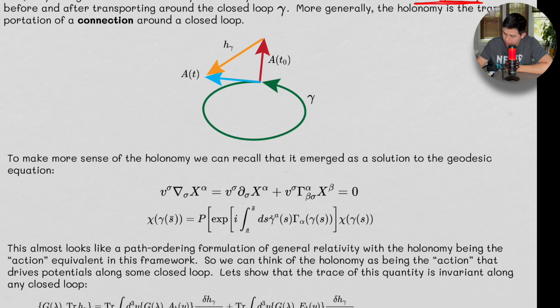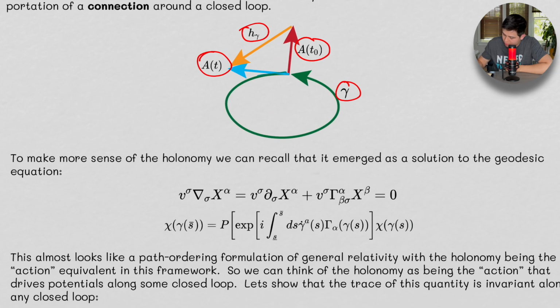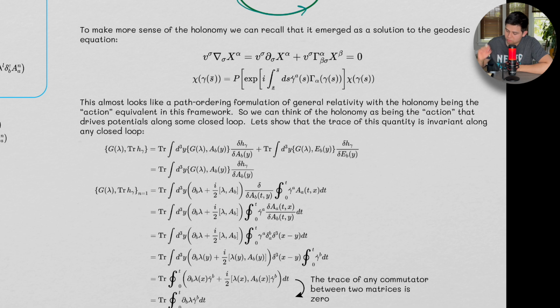So our holonomy is this guy right here. This is our potential, and this is our closed loop. And so, as we take our potential and move it around a closed loop, the potential could change, and the difference between the initial potential and the final potential around that closed loop is going to be given to us by our holonomy.